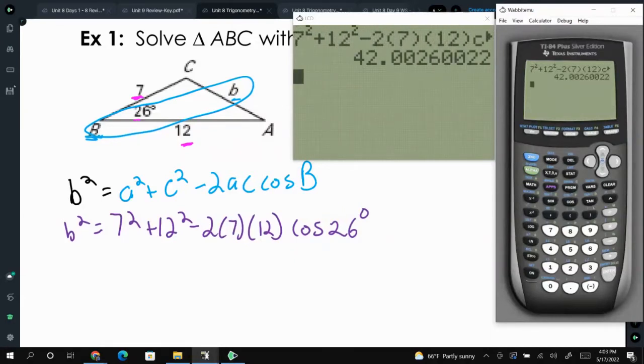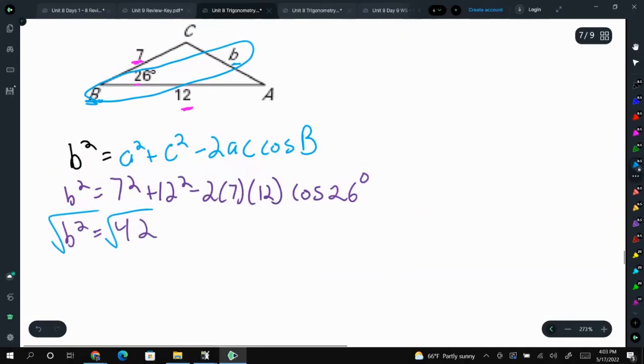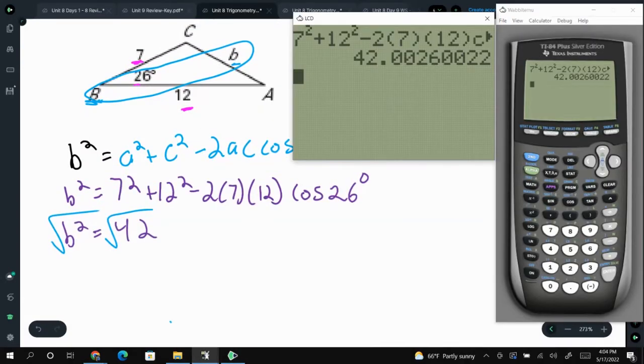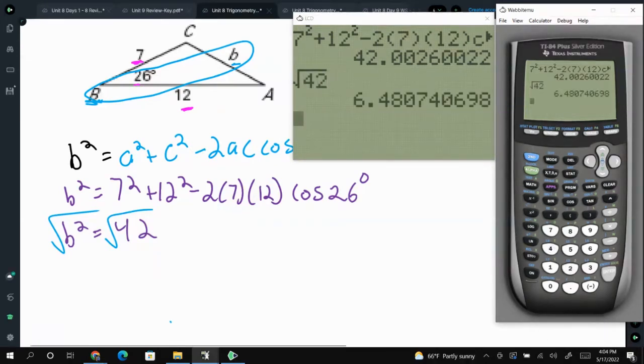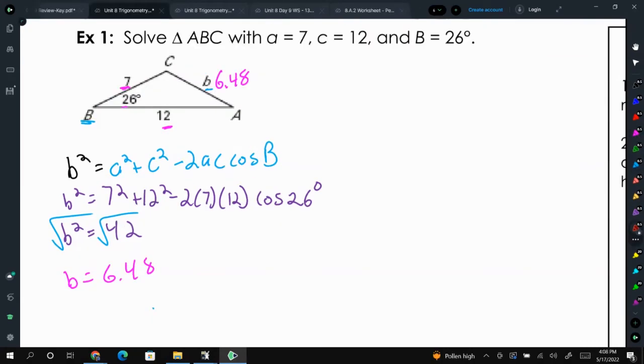So b squared equals 42. And then when we square root both sides, the square root of 42 is 6.48. So b is equal to 6.48. Okay, so now we have found that side B is 6.48. We can use law of sines to find the other side, and I like law of sines better because it's a quicker calculation.